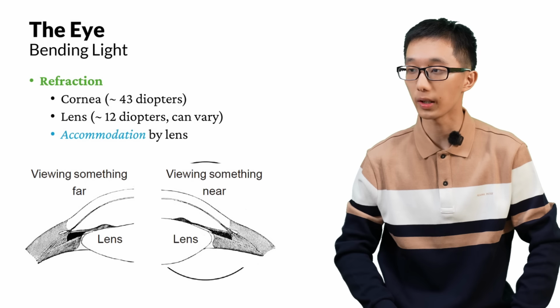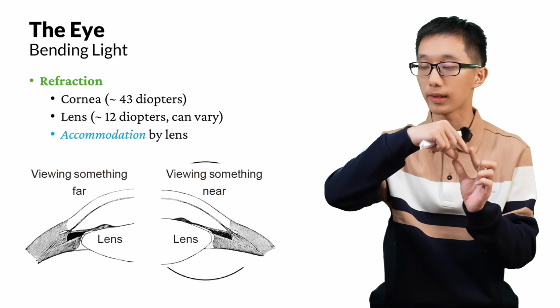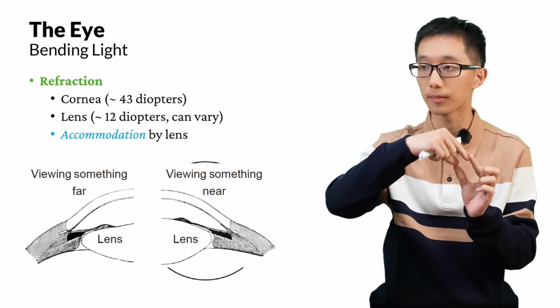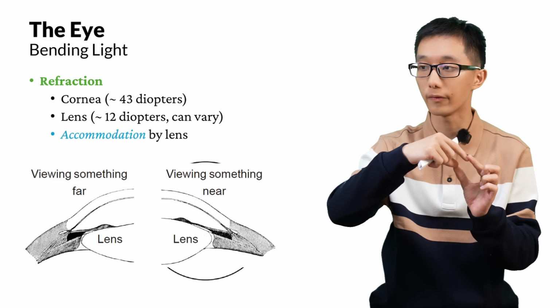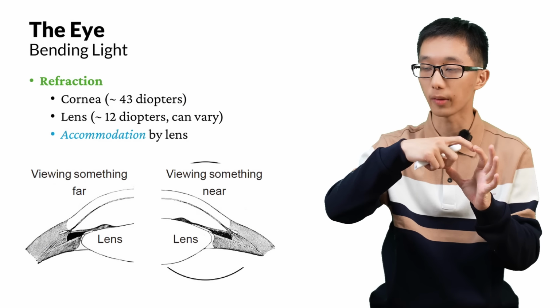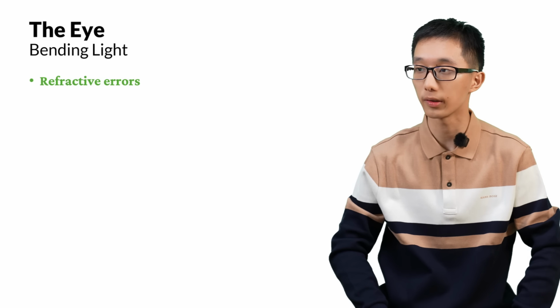When we are viewing something far, we don't need to focus things that much. We don't need to focus it, so the lens should be thinner. When it is thin, it has less focusing power. In contrast, when we are viewing something near, we need to focus the things a lot, so the lens becomes thicker. When we have trouble focusing the light correctly, we have refractive errors.